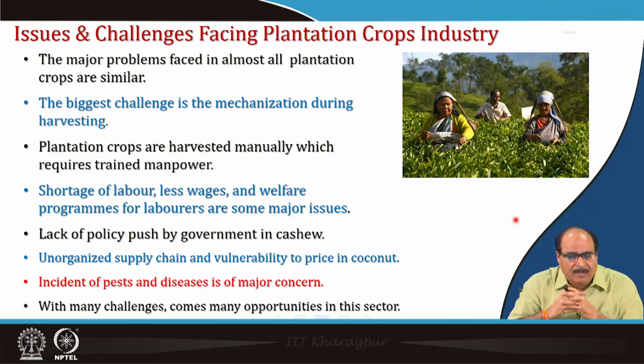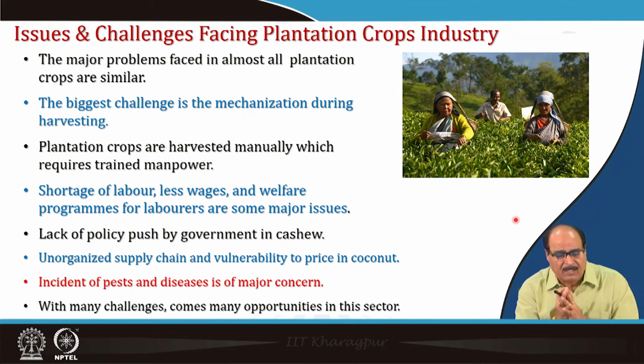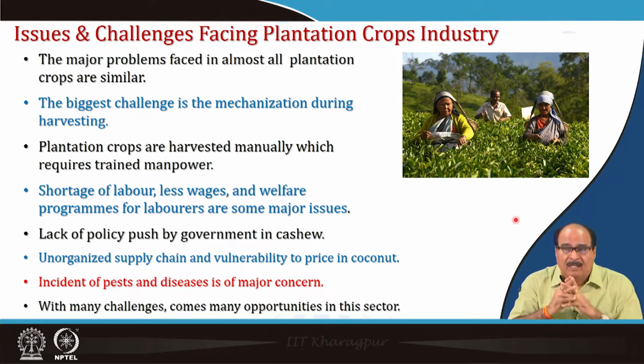Okay. Then there is a shortage of labor, less wages, and welfare programs for laborers are other major issues. Then there is a lack of policy push by the government in the cashew processing industry, and an unorganized supply chain and vulnerability in the pricing of coconut. These are the other major issues in the industry.